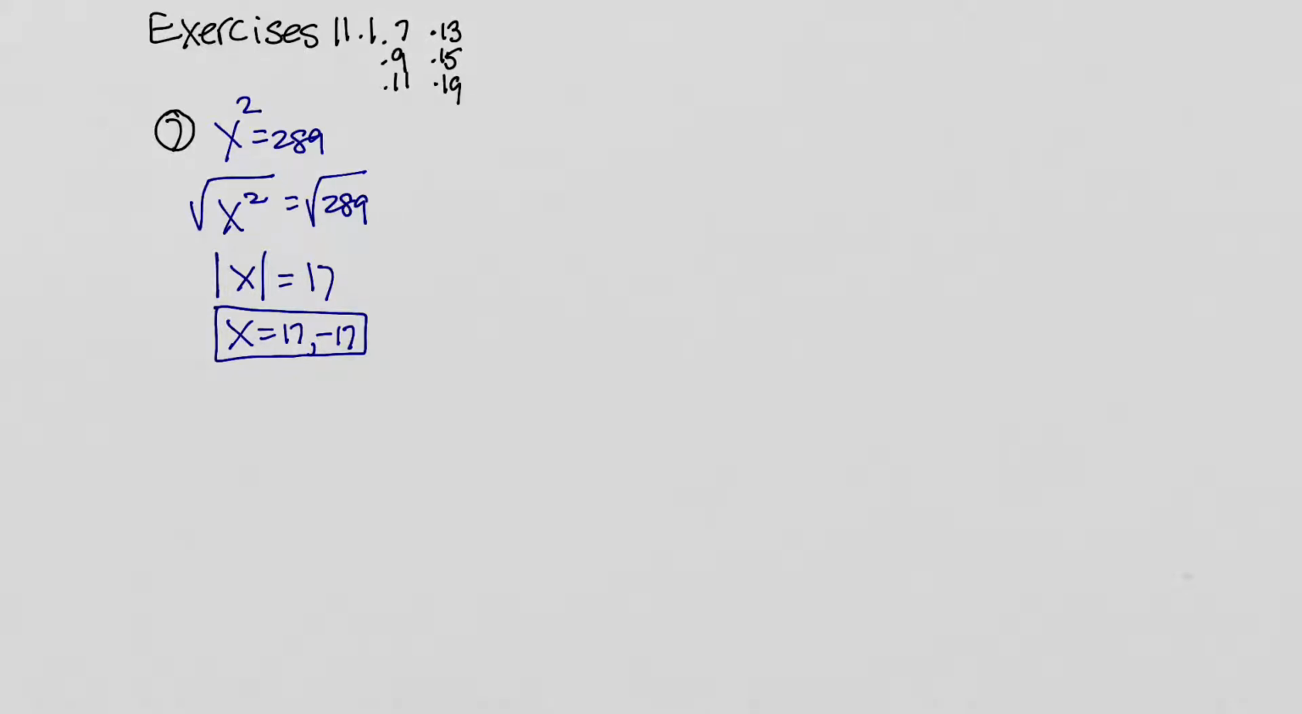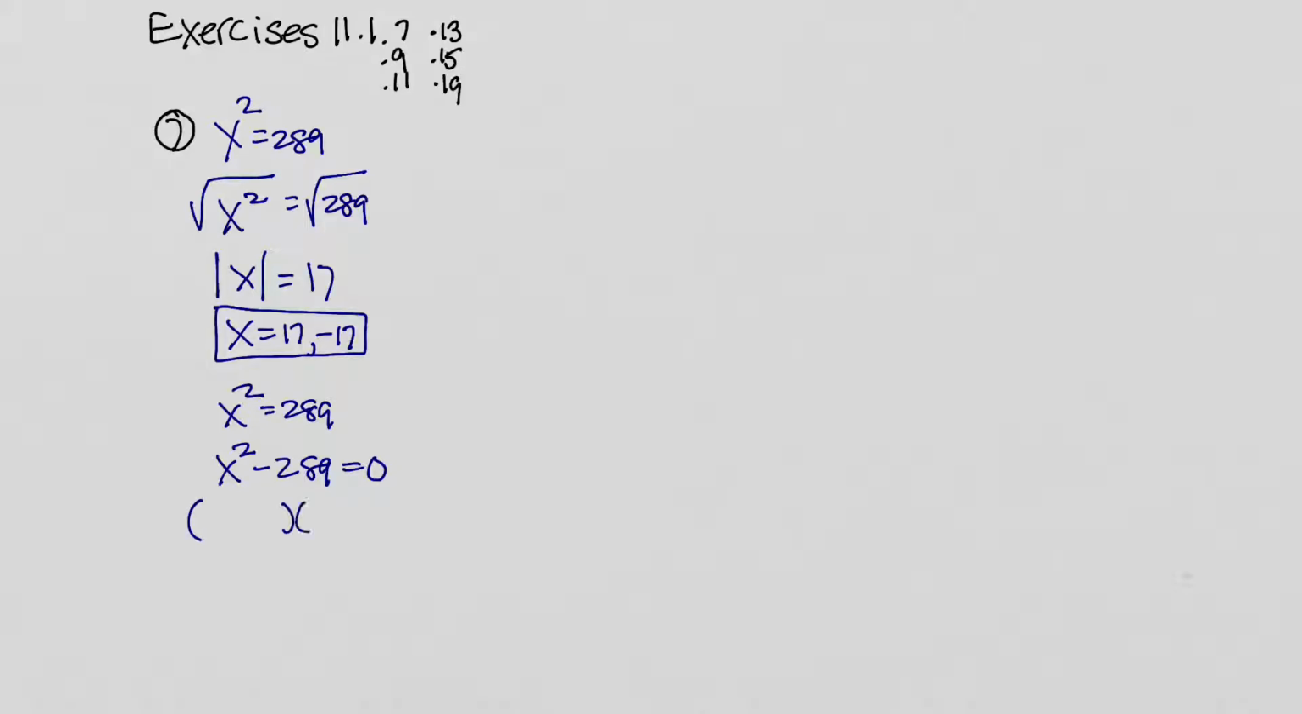Notice too, we could have solved this equation, x squared equals 289, using the zero factor property. What we could do, as we've done before, we notice this is quadratic, so we get everything on one side, 0 on the other. So we get x squared minus 289 equals 0. Don't forget to equal 0.